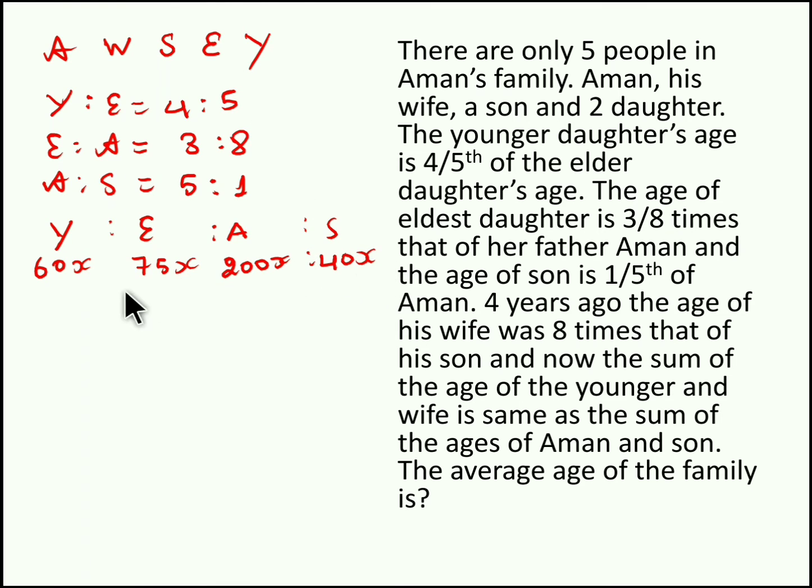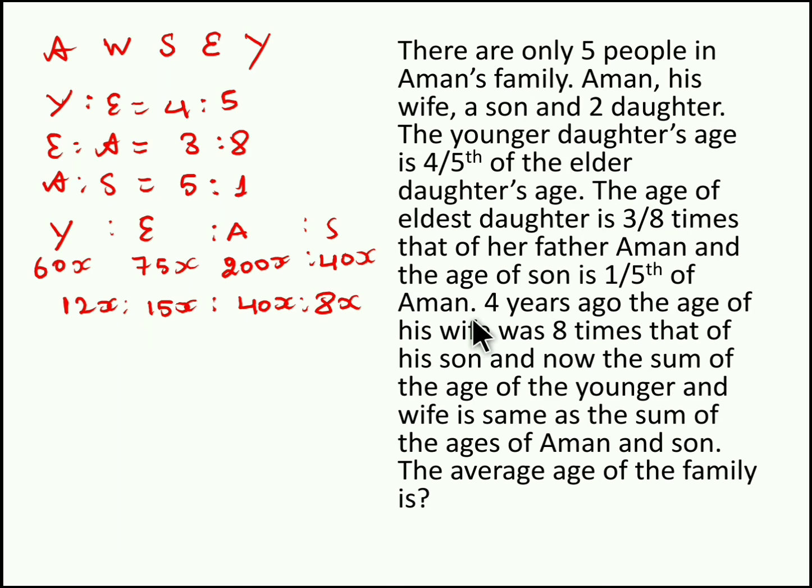So son is 40 parts, younger daughter is 60 parts and elder daughter is 75 parts. So son is the youngest person in the family. Now when you solve it, you get 12:15:40:8. Now keep this information as it is. Now moving to our next statement.